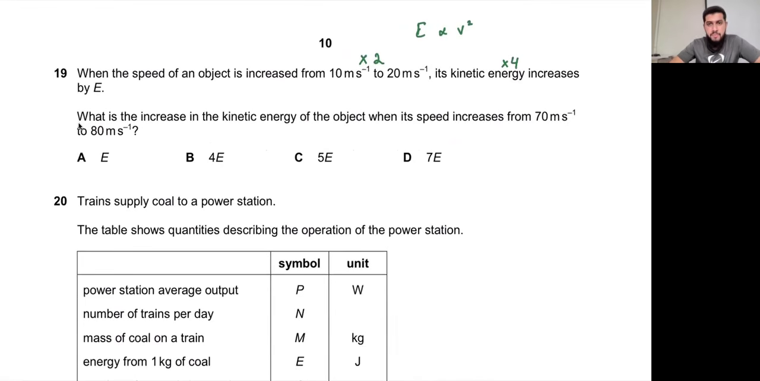So the kinetic energy increases by E. What is the increase in kinetic energy of the object when its speed increases from 70 to 80? 70 to 80.